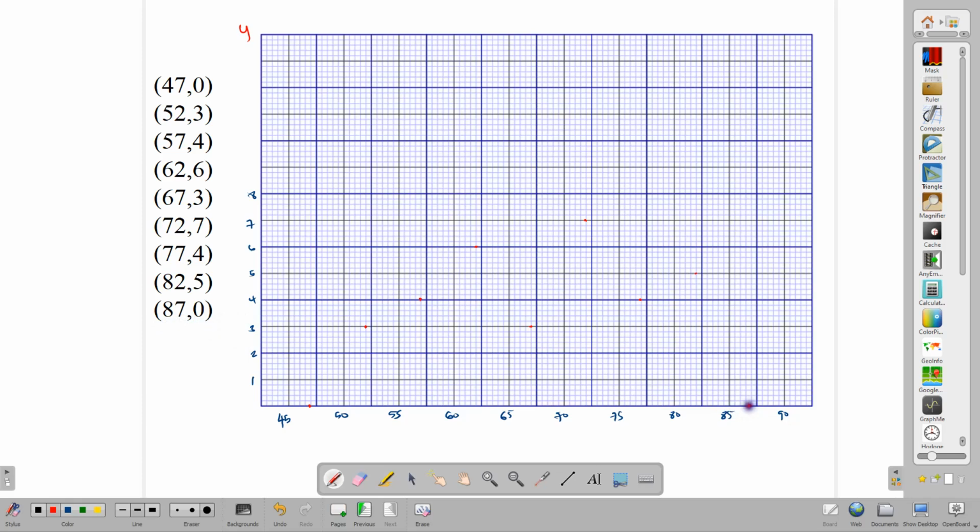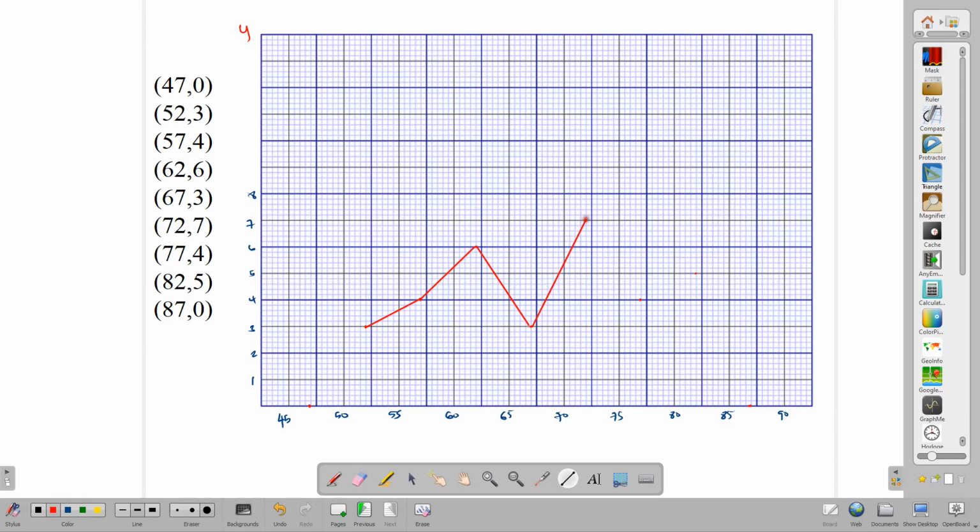And now our job is simply to connect these with straight lines. So you would take your ruler and you would connect these points with straight lines. So I'm going to start with this one first. Connect here. Connect there. Connect here. So you take your ruler and you line up your points and you draw.